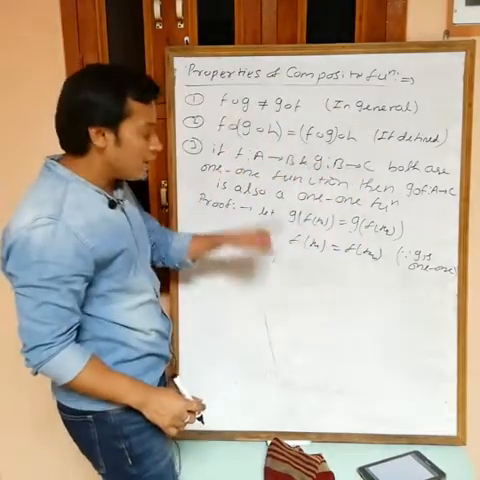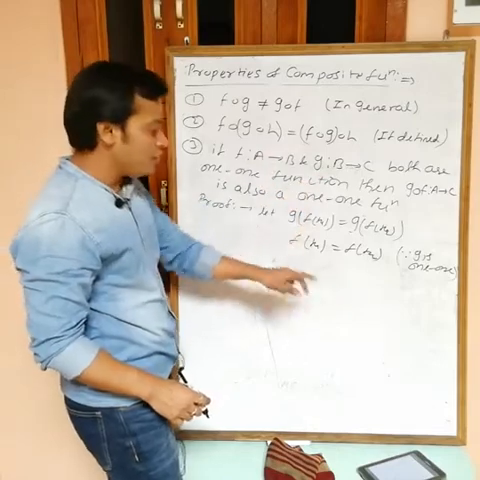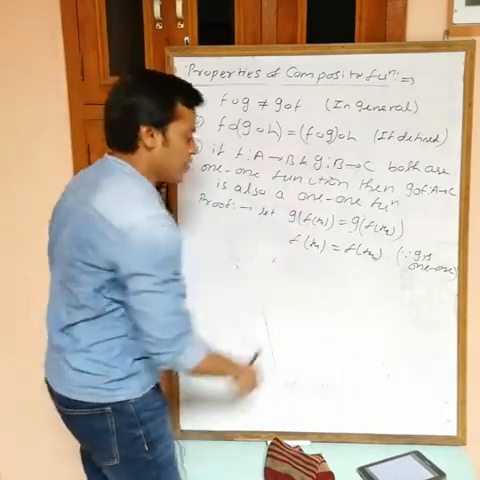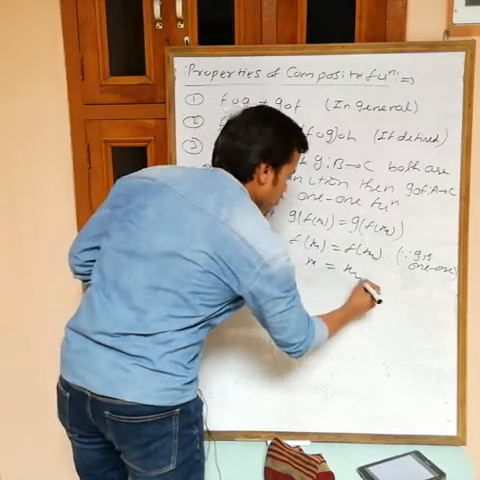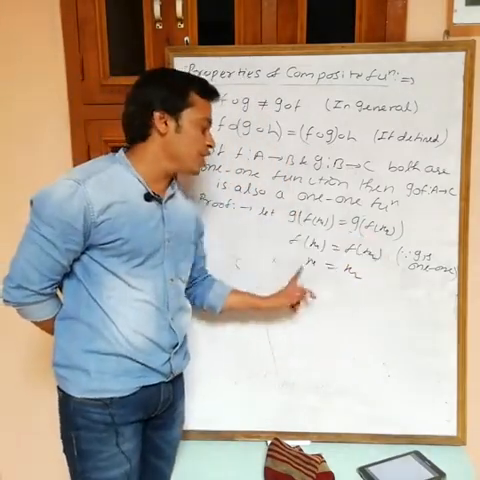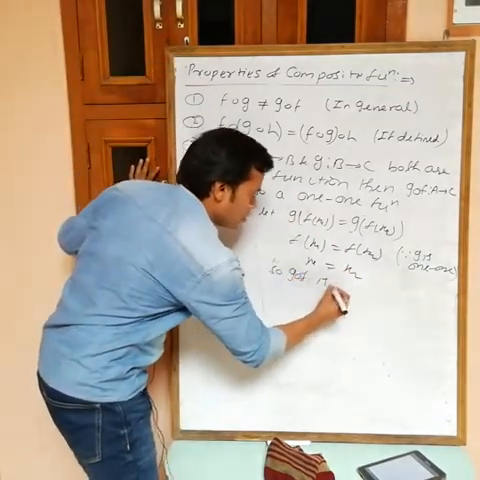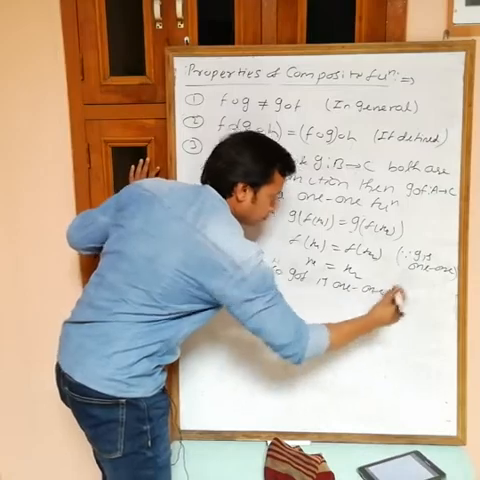Now again, f is 1-1. If f is 1-1, then from f(x1) equals f(x2), I can write x1 equals x2. So from g of f of x1 equals g of f of x2, we are getting x1 equals x2. So g of f is 1-1.